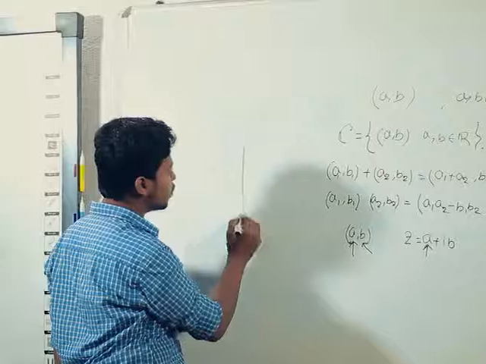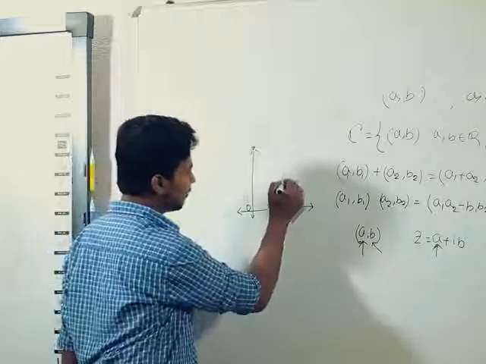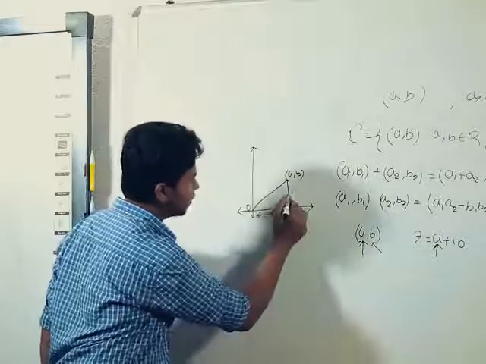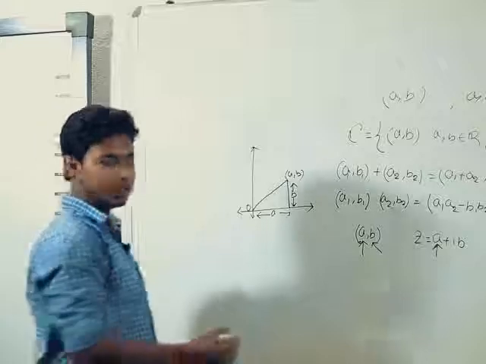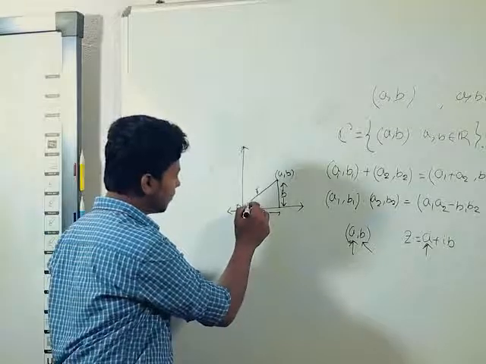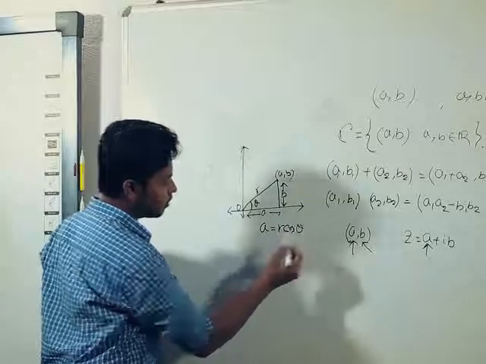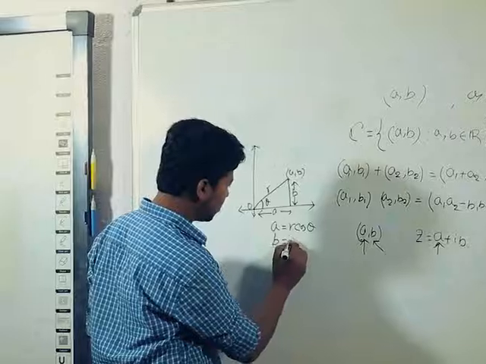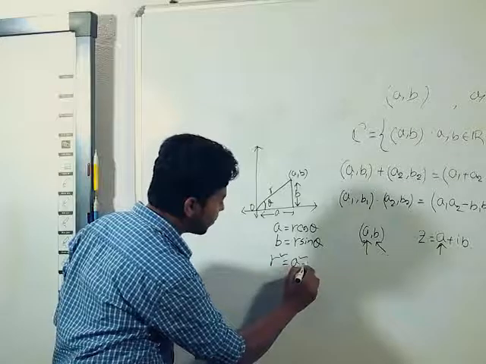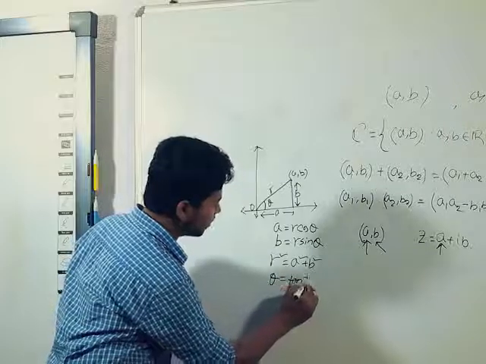If we consider a two-dimensional coordinate system, then with origin, the point (a, b) has components a and b. If we consider the distance from origin to (a, b) to be r, and the angle theta, then a equals r cos theta and b equals r sin theta, where r square equals a square plus b square and theta equals tan inverse b by a.